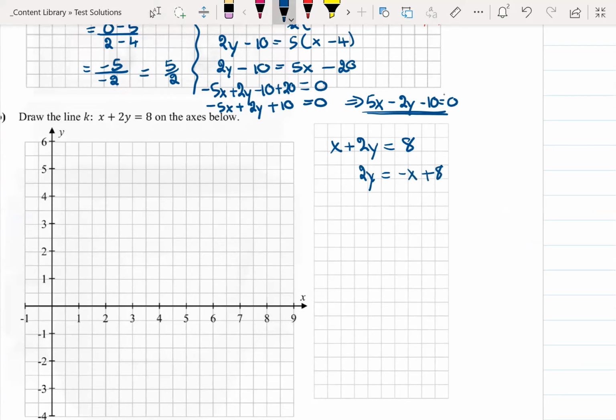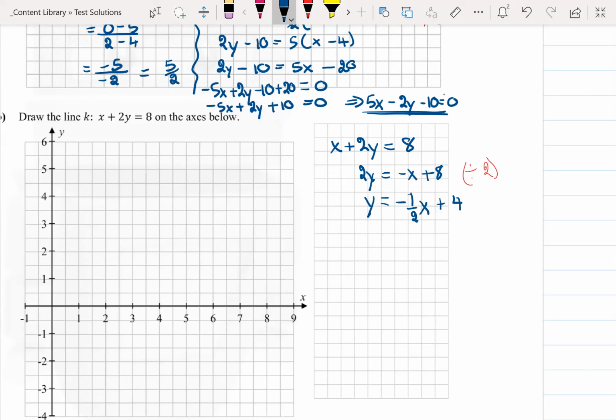Then to get rid of the 2, divide by 2. If you forgot how to do this, go back to our notes, you'll see it's there. 2 into 2 goes 1, so you're left with 1y, which is what we want. We want y on its own. Now, that's a negative 1 in front of the x. So divide 1 by 2 and divide the 8 by 2.